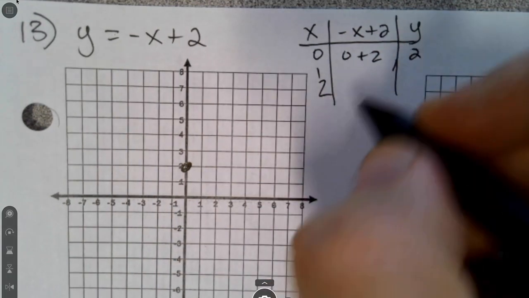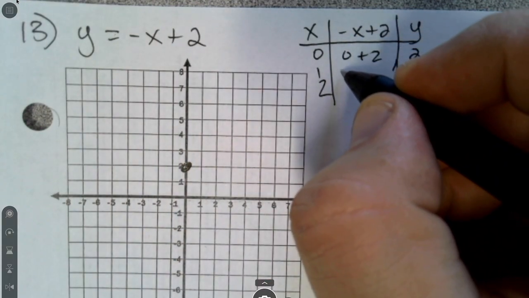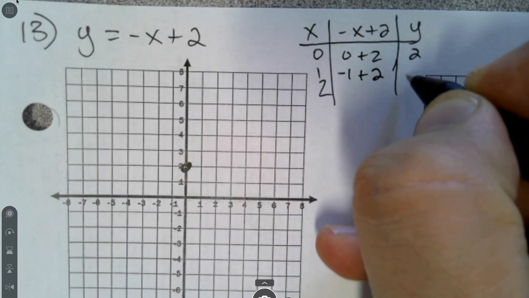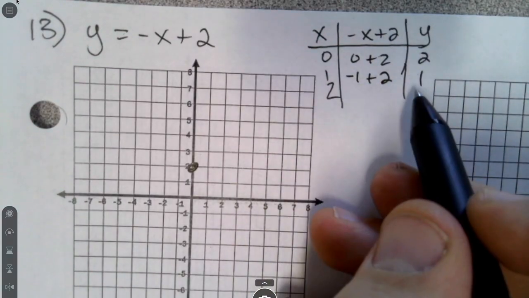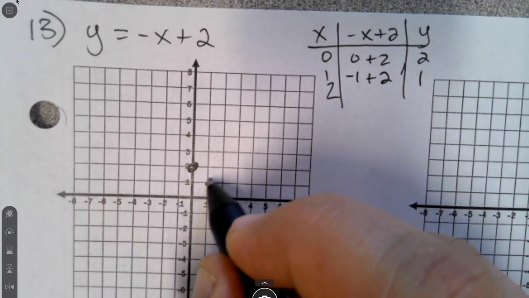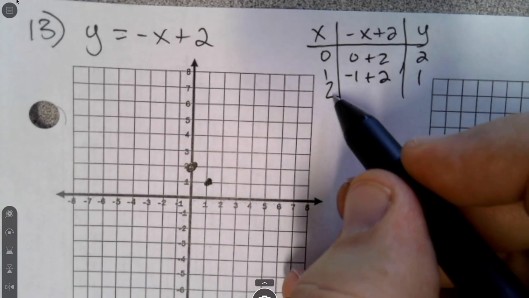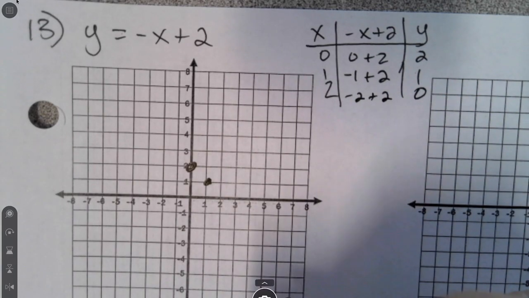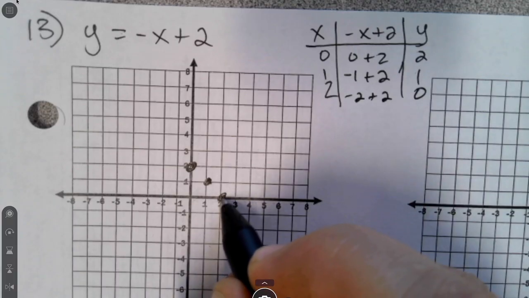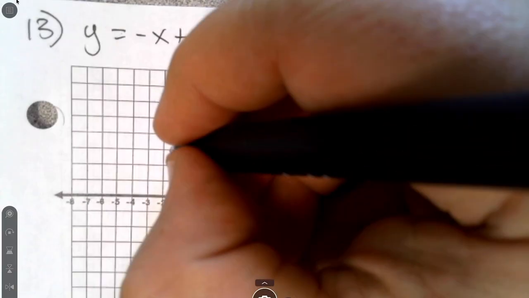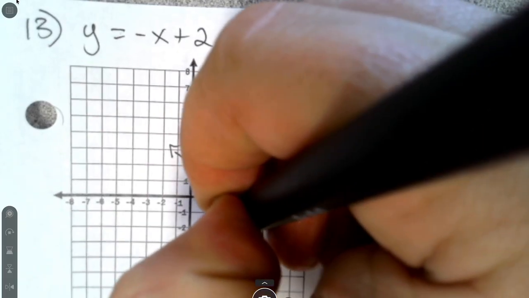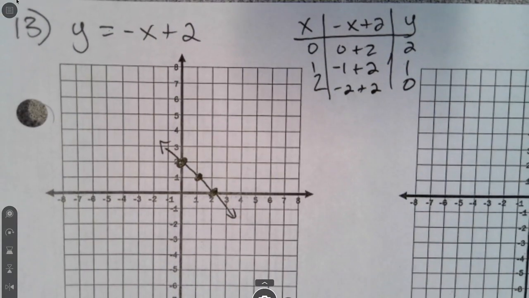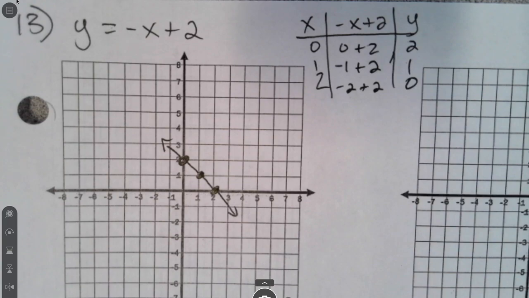0, 2. Now if I plug in 1, you have to make sure you don't forget the negative sign. -1 plus 2 is 1. So I have the ordered pair 1, 1, which is right here. Then I plug in 2, so I get -2 plus 2, which is 0. So that is this point right here, 2, 0. Then you draw a line through those 3 points, put arrows on both sides, and you have successfully graphed the equation. I know the directions state the domain and range. You do not have to do that.